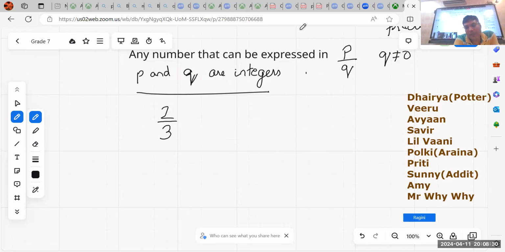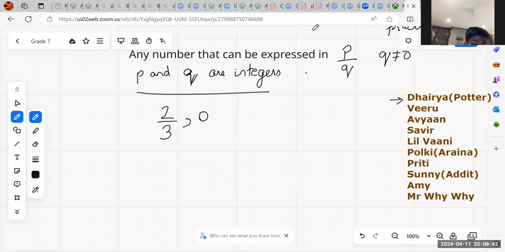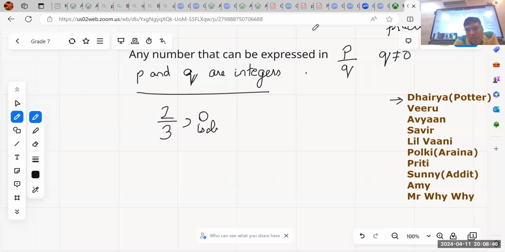What about, let's start with Dhairya. 2 by 3 is a rational number. What about 0, Dhairya? Rational number, just a yes or no. Everyone unmute. 0, no? What did I say? Whatever is written above. So 0 is also a rational number.